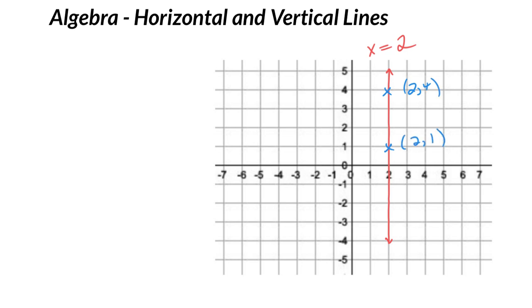And remembering that my slope is the difference in the y's over the difference in the x's. Well, here the y values were 4 and 1, so 4 minus 1, and the x values were both 2. So I get 3 divided by 0. This is an undefined slope. Any vertical line will have an undefined slope.